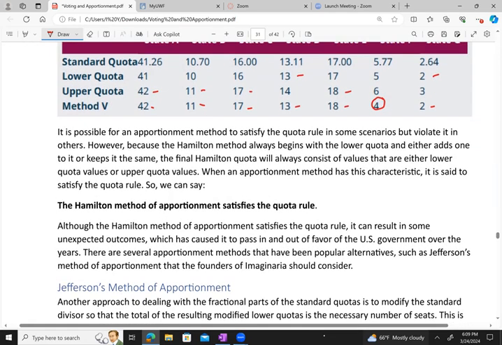It is possible for an apportionment method to satisfy the quota rule in some scenarios but violate it in others. However, because the Hamilton method always begins with the lower quota and either adds 1 to it or keeps it the same, the final Hamilton quota will always consist of values that are either lower quota values or upper quota values. When the apportionment method has this characteristic, it is said to satisfy the quota rule, so we can say the Hamilton method of apportionment satisfies the quota rule.